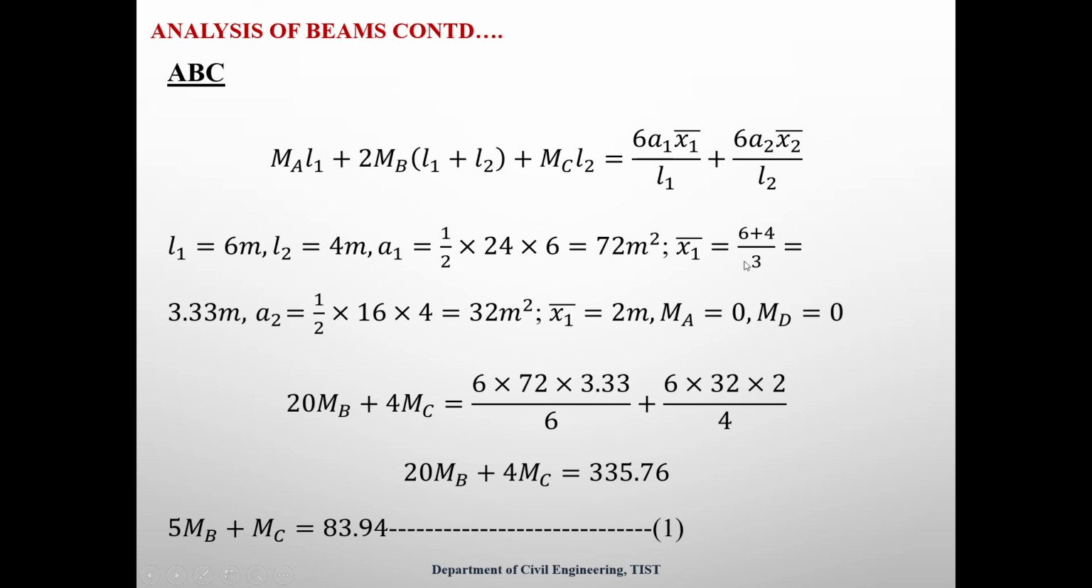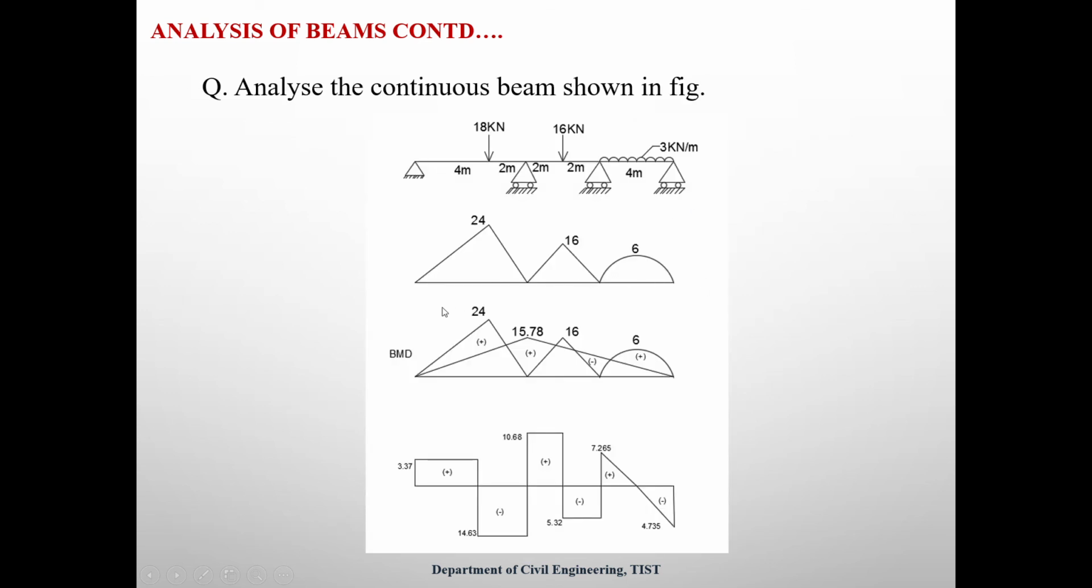MA is equal to 0. Then A1 means the area of the free bending moment diagram over the span AB. That means the area of this triangle, that is half into B into H, half into 6 into 24. Then A2 means the area of the second triangle, that means half into 4 into 16.